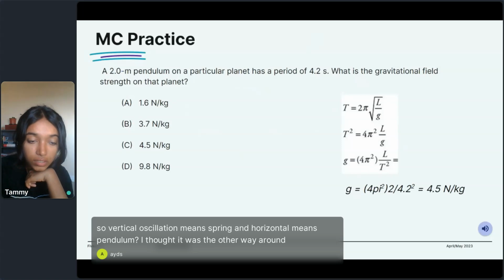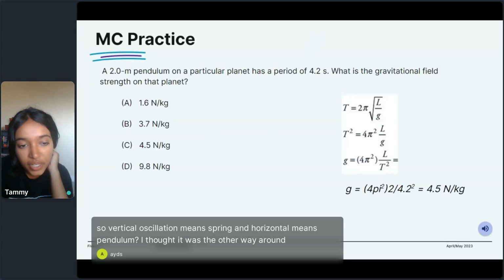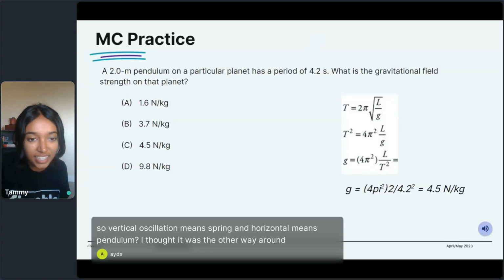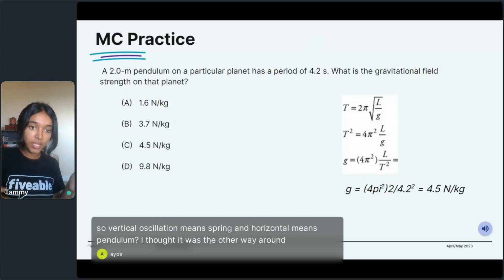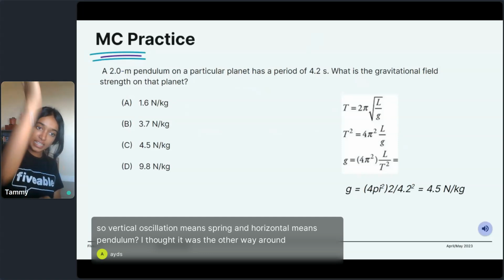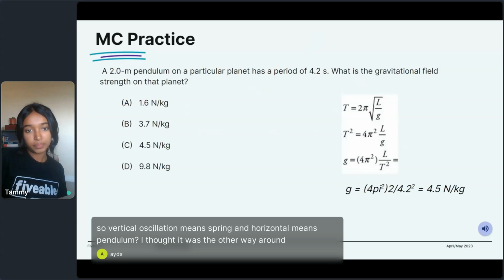The vertical. Oh, no, it's the other way around. Not sure what I said to confuse. But remember, horizontal is like horizon, right? So horizontal is our spring mass system and vertical is like down. So that's a pendulum.